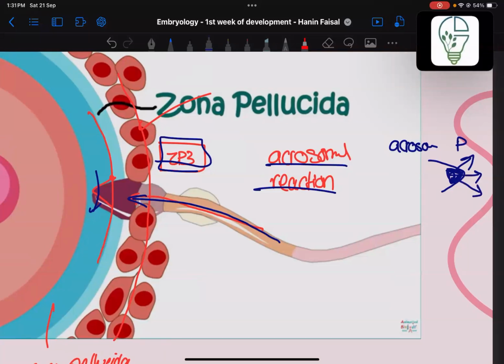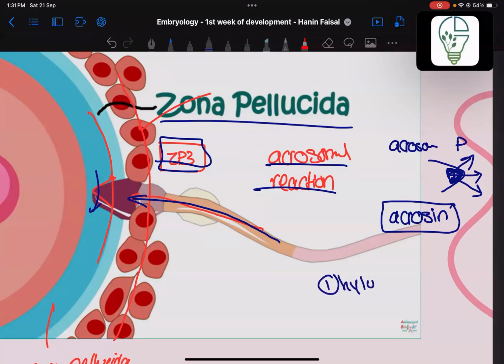What's the main enzyme that will help in the penetration of the zona pellucida? It's called acrosin. So now we know two enzymes that are released from the acrosome. The first enzyme was the hyaluronidase, and the second enzyme was the acrosin. Hyaluronidase was important because it's going to penetrate the corona radiata, and acrosin is important because it's going to penetrate the zona pellucida.